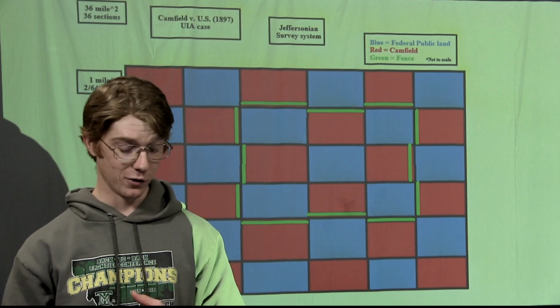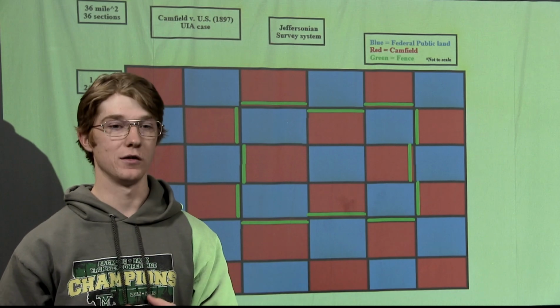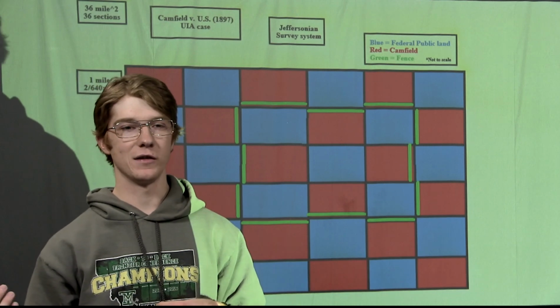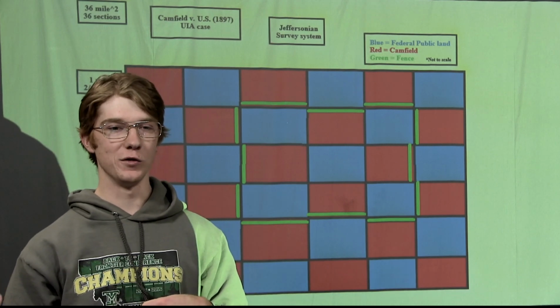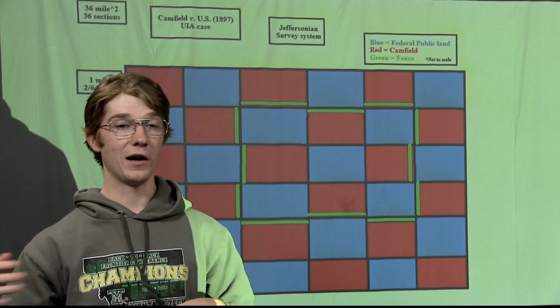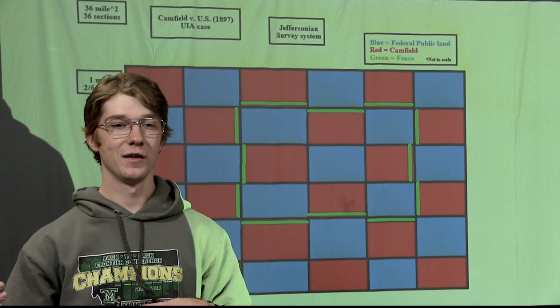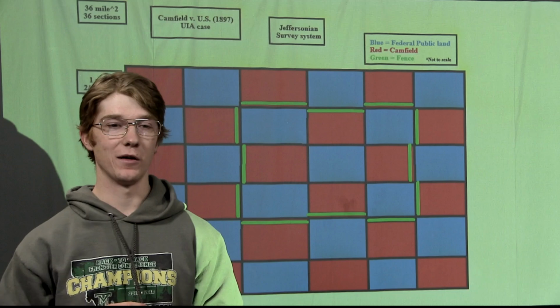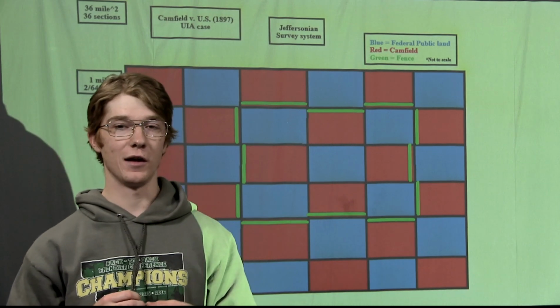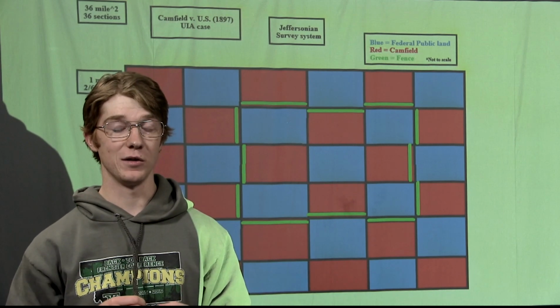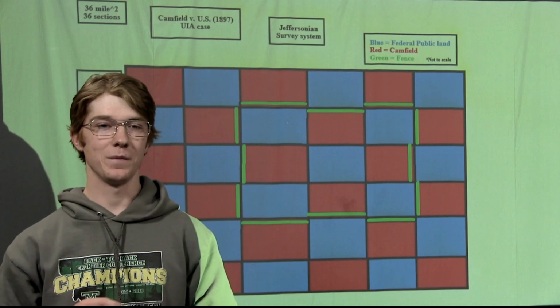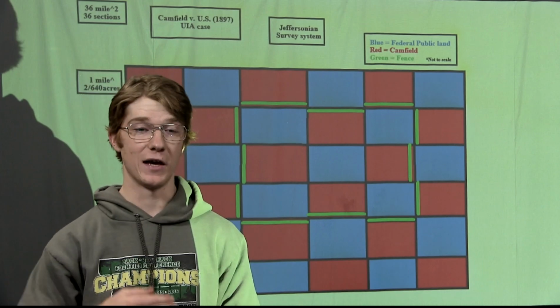Why can the use of categorical exclusions be controversial? Well, I kind of mentioned this earlier. By not having to do an EIS, it vastly reduces the amount of public input and other agency input that can be contributed to it. So, it bypasses that a lot.